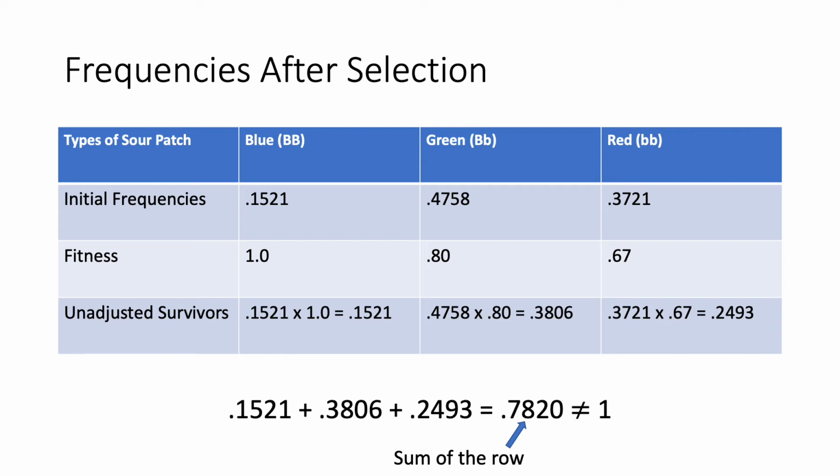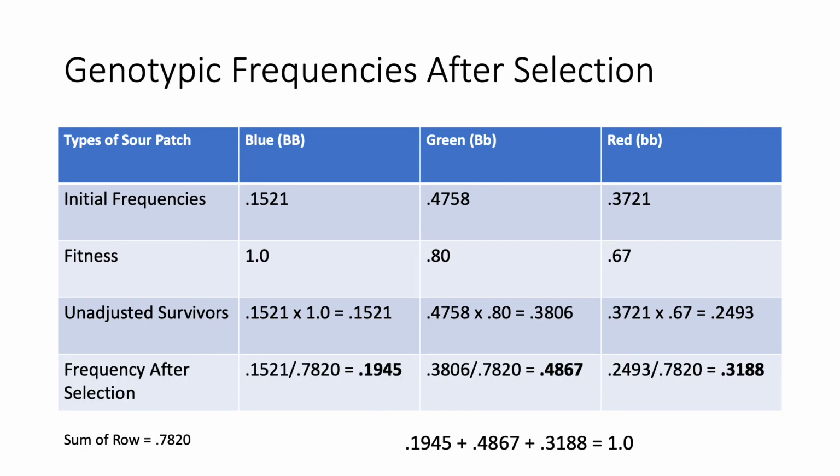However, the frequencies must always add up to 1 to represent the population as a whole. To make these frequencies add up to 1, we add these results up to get the sum of the row, 0.782. We then divide each of the unadjusted survival rates by this sum to get the genotypic frequency of the population after selection.